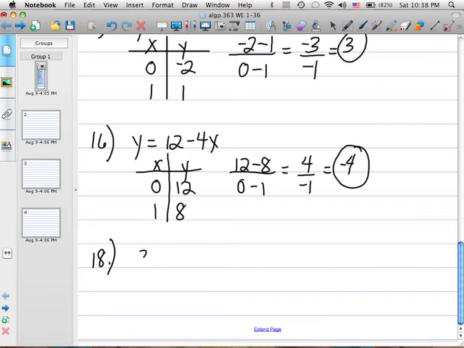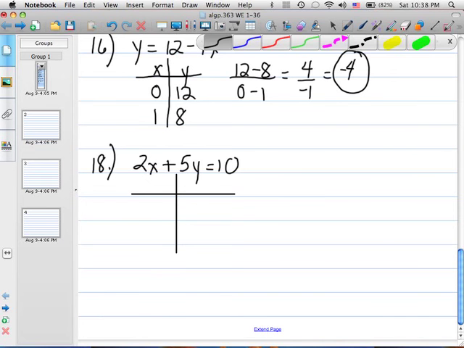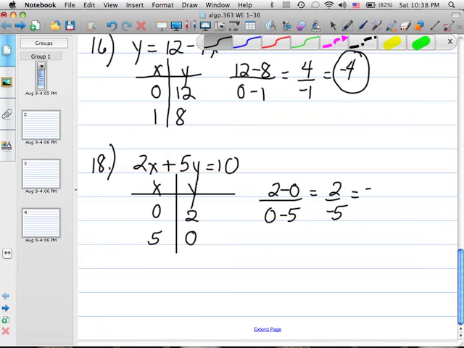Number 18, I have 2x plus 5y equals 10. I need two ordered pairs to find the slope. So if x is, say, 0, then y would be 2. If y was 0, then x would have to be 5 to get 10. So the change in y, 2 minus 0, over the change in x, 0 minus 5. So I get 2 over -5, so my slope is -2/5, down 2, right 5.